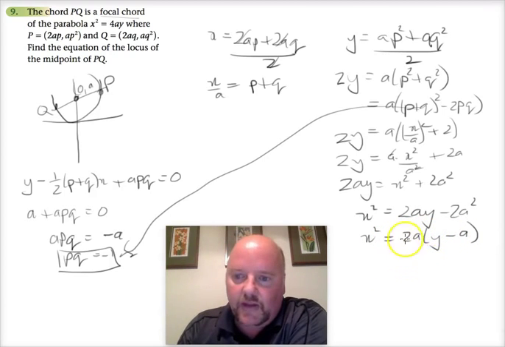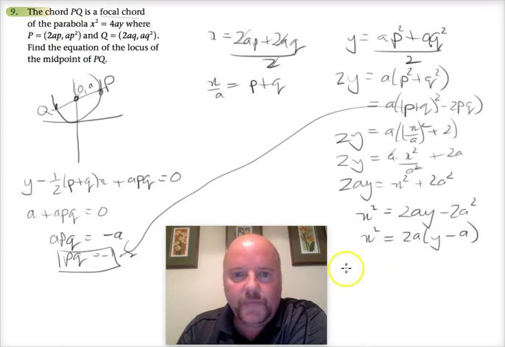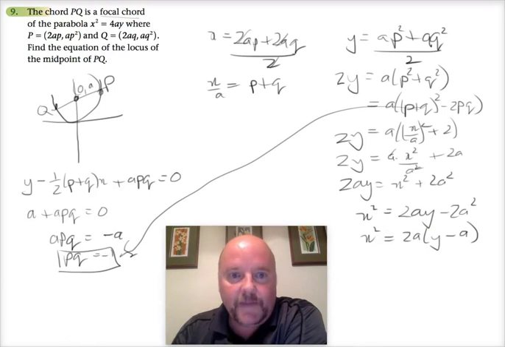Now, again, if you're asked to do something else, state what the vertex is. The vertex will be (0, a). I'm going to do a question shortly which asks you to state what the vertex and the focal length are. So this part here can be a little tricky, but it's not too bad. Okay, there's question 9 done.